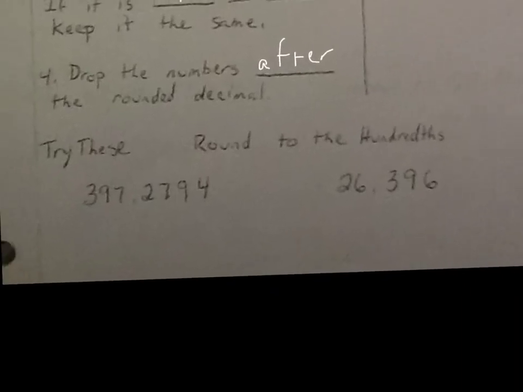Give these a shot down here and see if you can do these. You want to round them to the hundredths place. So actually before, make sure you know where you're doing it, right? Okay, the decimal's there, hundredths place, and the first one is the 7, and the second one is the 9. All right, give those a shot really quick.